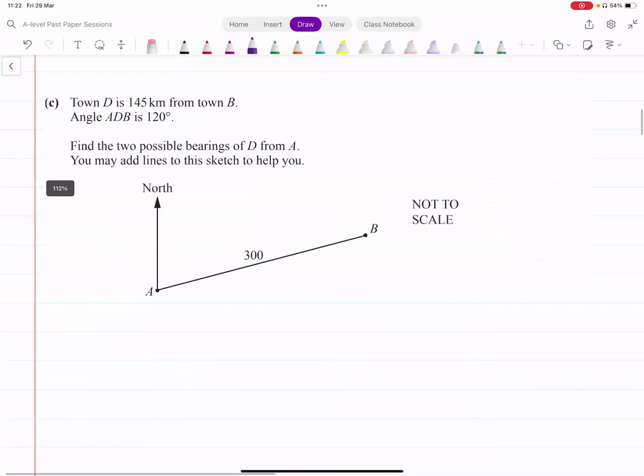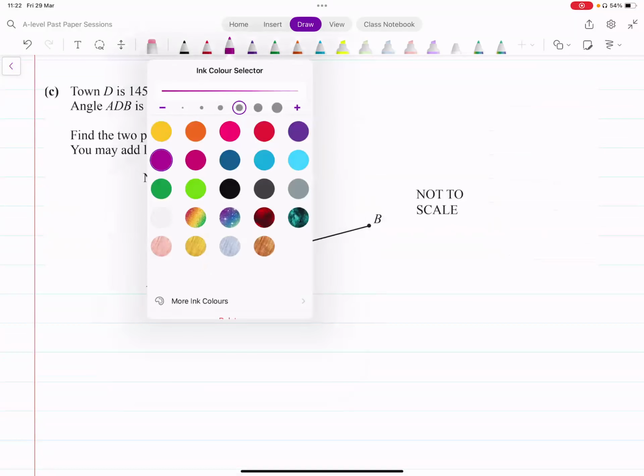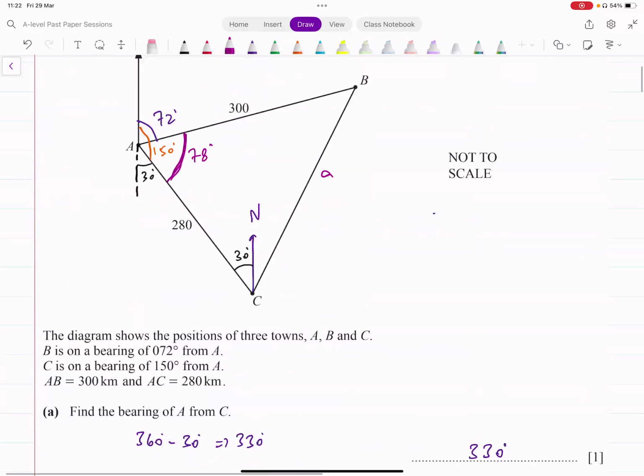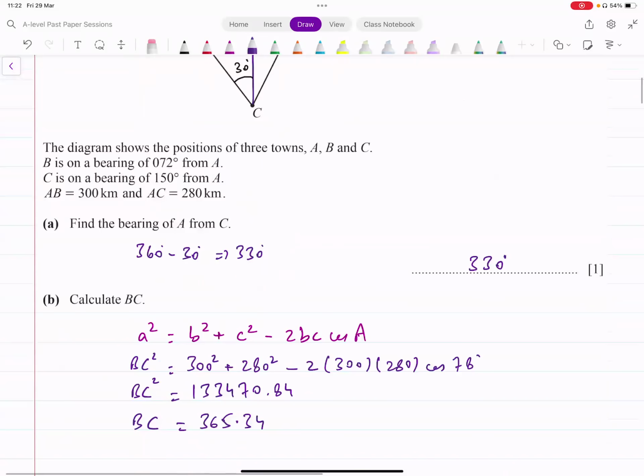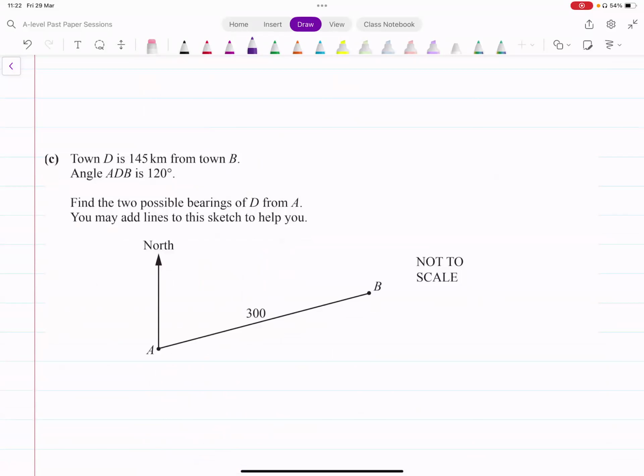Now it says town D is 145 kilometers from town B. Okay, so there's some town D. We don't know where that is. We only had A, B, and C shown here. We don't have D shown on the diagram. Angle ADB is 120 degrees. Find the two possible bearings of D from A. You may add lines to this sketch to help you. So they've given us another sketch, and they're saying the sketch might help you do this calculation.